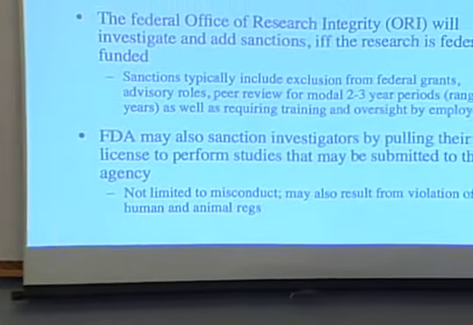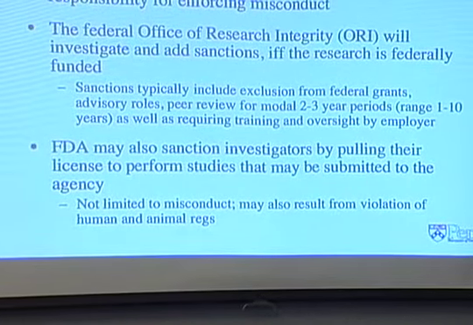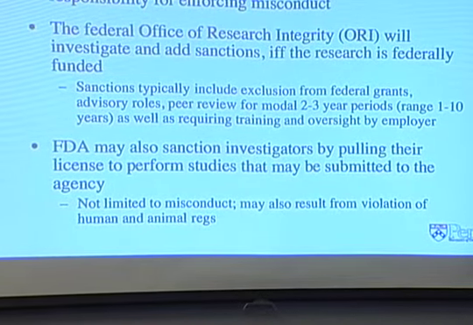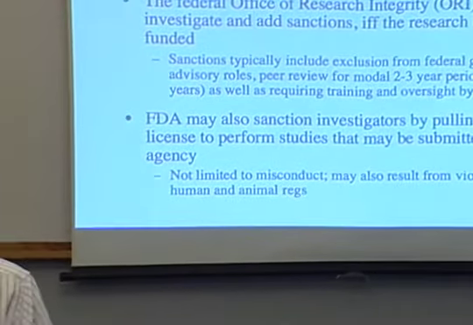FDA may also sanction investigators by pulling their license to perform studies that may be submitted to the agency. And this we actually saw with Jim Wilson here with the Gelsinger case. For the FDA, this isn't limited to misconduct. It may also result from the violation of human subjects and animal regulations.